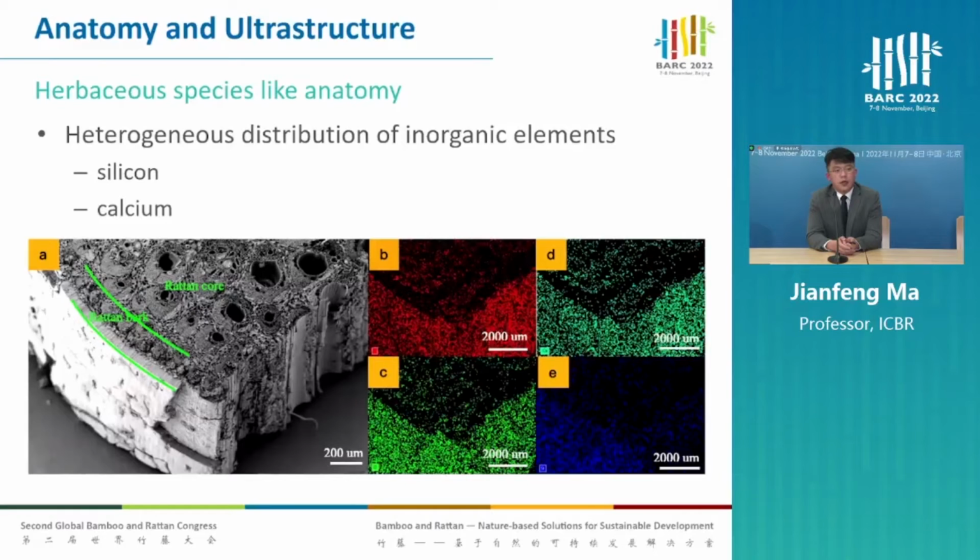Further, we also visualized the inorganic elements distribution of the rattan biomass by using the EDS image. We found that there are a lot of inorganic elements existing in the rattan, especially in the outermost layer. From images D and E, we can find that there are a lot of silicon and calcium in the outermost epidermis, and some of them exist in the vascular bundle areas.